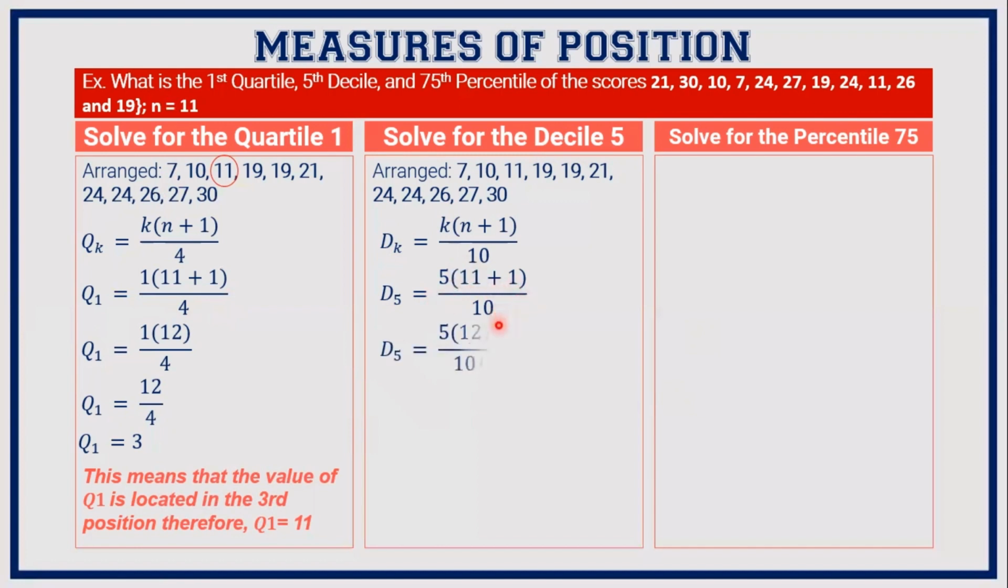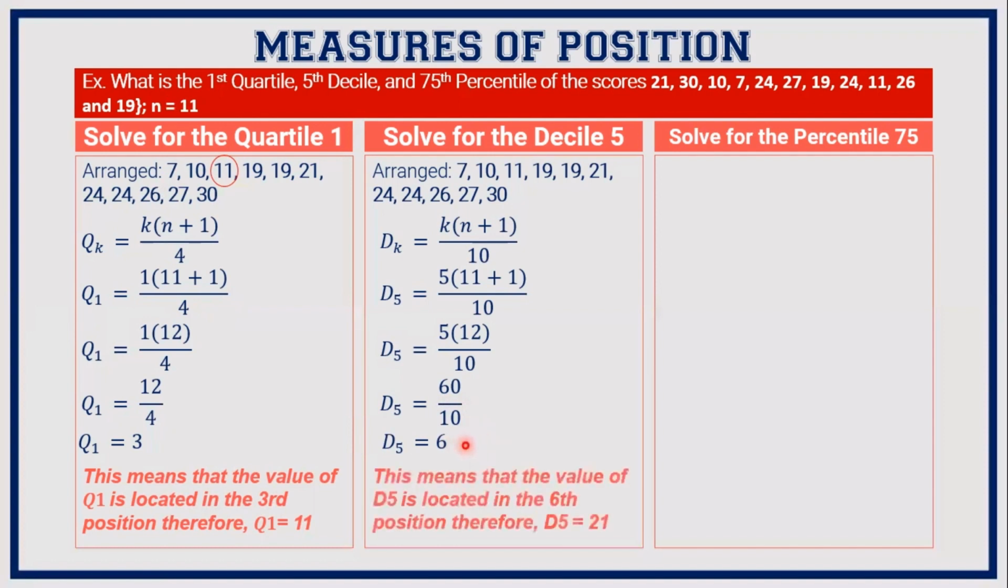So let's simplify. 12 times 5 all over 10. And 5 times 12 is 60 over 10. And that's equal to 6. So again, this is not the value of our decile 5, but the position. So this means that the value of the decile 5 is located at the 6th position. And therefore, our decile 5 is 21.